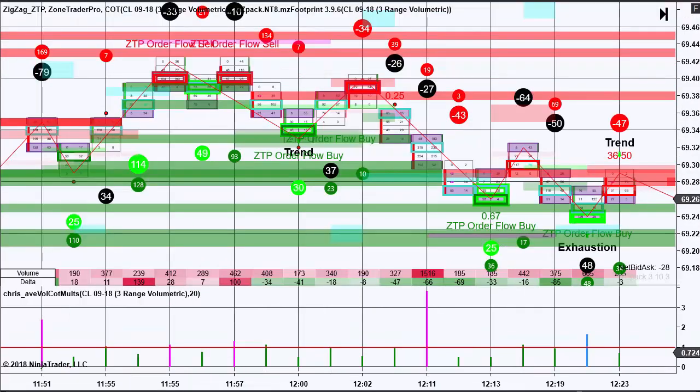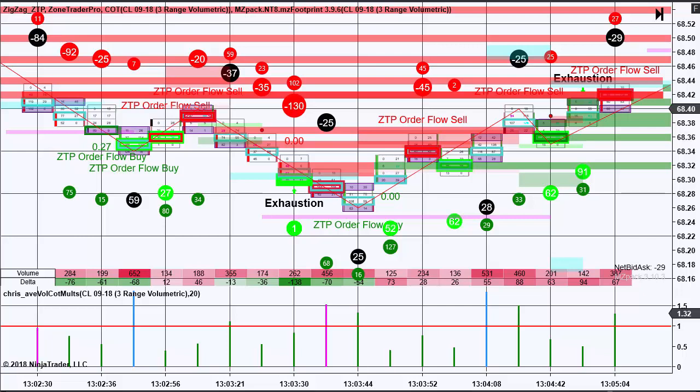On the smaller time frame chart, this is what the chart looked like to kick off that trade. You had multiple ZTP order flow sell signals on high volume and the creation of extension zones. At the low, you again see a ZTP order flow on high volume, marking the potential exit for the trade, especially when the extension zones begin to be created at 68.32.